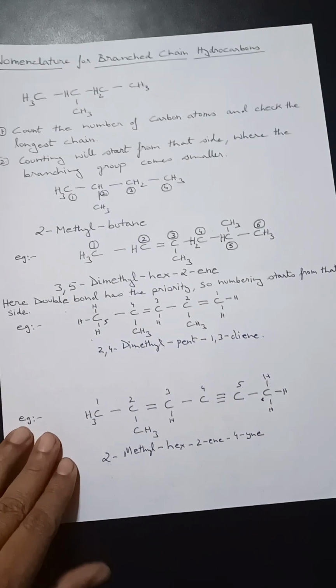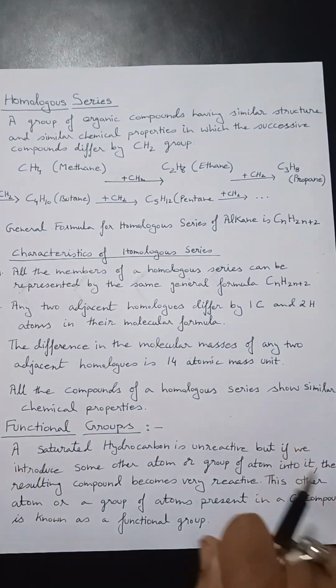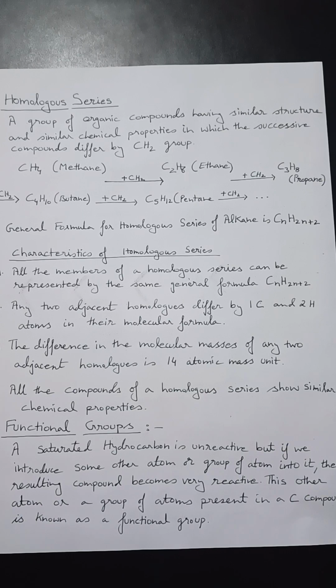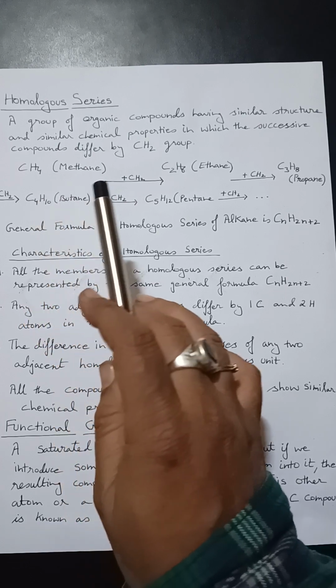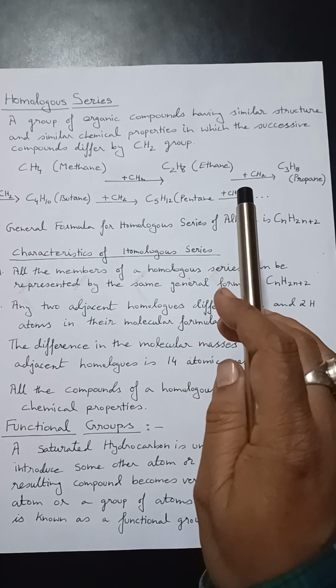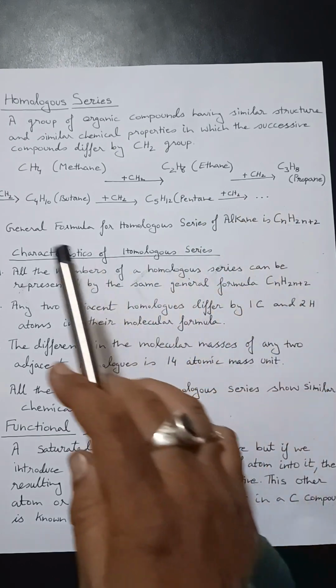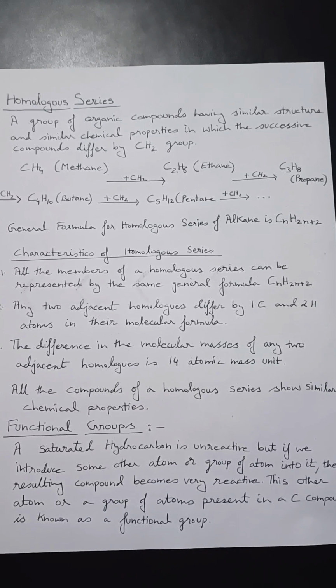Okay, now let's see what are homologous series. Homologous series is a group of organic compounds having similar structure and similar chemical properties in which the successive compounds differ by CH2 group. So here I have taken example like CH4 methane. To this when we add CH2, it forms C2H6 ethane. Further when we add CH2, it becomes C3H8 propane. Further CH2 when added, it becomes C4H10. Further when CH2 is added, it becomes C5H12, and this way the homologous series continues.